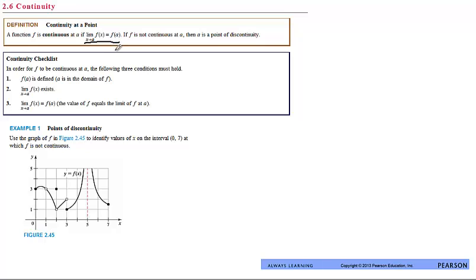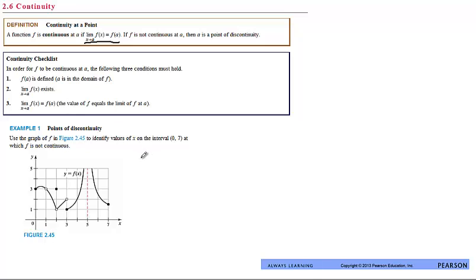Number one, it says that f of a is defined. Number two, it says that the limit as x approaches a of that function exists. And then it also says that that function limit equals the function value.